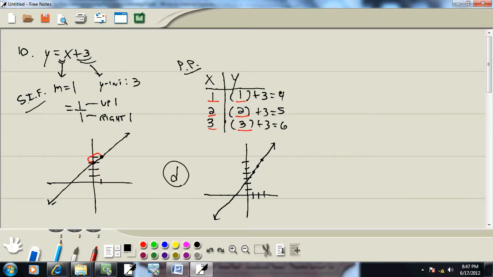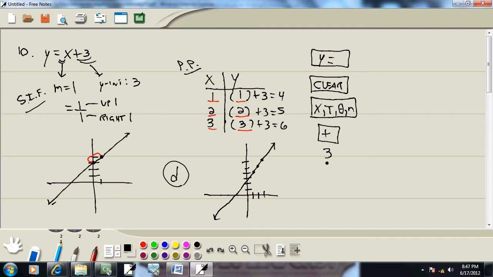Now, just as a look ahead, if you were using a TI-83 or TI-84 to do this, you would press Y equals. You'd press your clear button. You'd push your X key, which looks like this, X, T, theta, n, plus 3, and then graph. That'll give you the same thing.